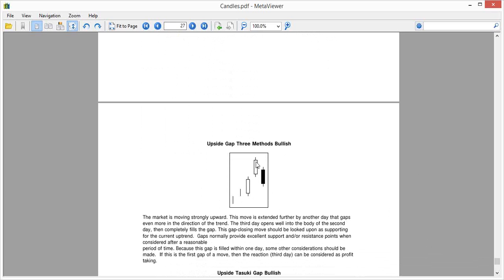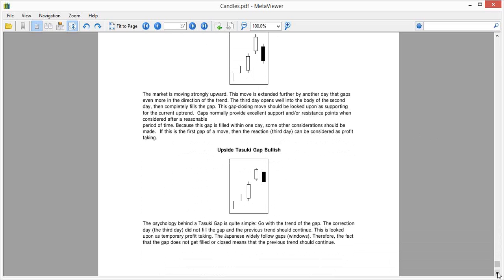We had a nice gap up. We're still in an uptrend, but again, you may want to be taking some profit off the market on the third day, okay? Because the gap there has been closed. So the gap closing move should be looked upon as a support for the current uptrend. You want to find support here, and the market continues up. Okay, so even though the market has sold off on the third day, we're still in an uptrend once we find support and a close above the gap there.